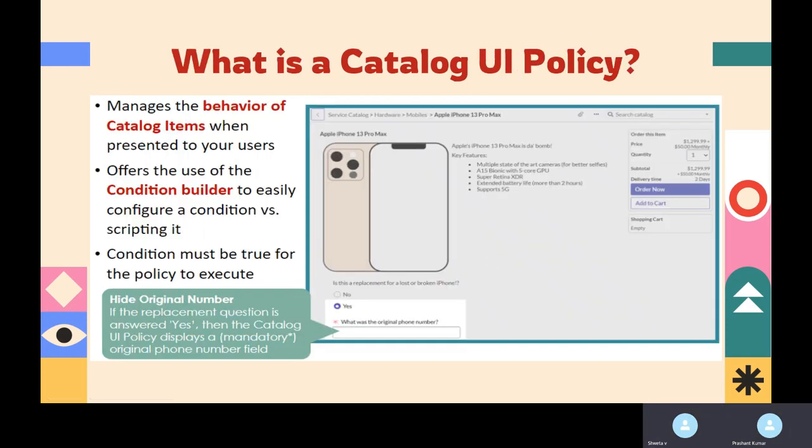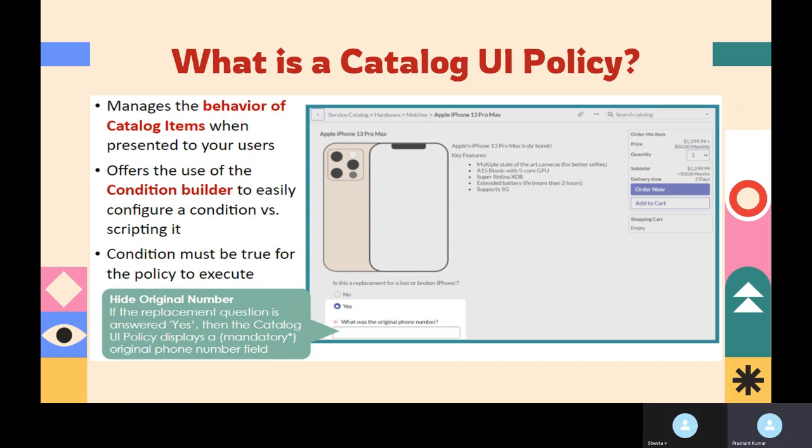Now comes the catalog UI policy. It is also a similar kind of thing to how we create them on forms. We have UI policies, and in catalog terms we call it catalog UI policy. This catalog UI policy will be executing for this particular catalog item, because it will be created for this item only. So whenever we are creating any item, we will create a separate catalog client script and a separate catalog UI policy.